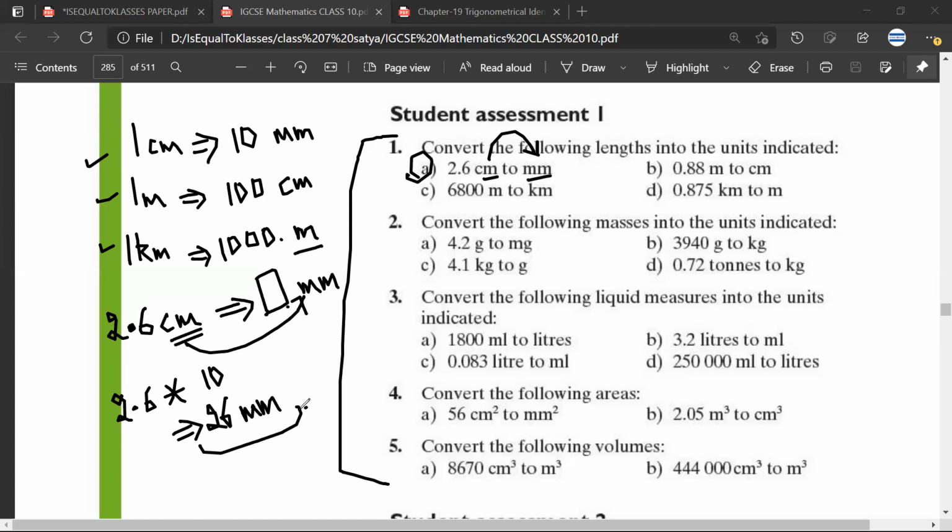Yes, sir. So whenever you are doing conversion, just always remember that from centimeter to millimeter, if you are converting, you will get a bigger number. So from 2.6, you will go to 26. And you can go to a bigger number only if you multiply. Any doubt?